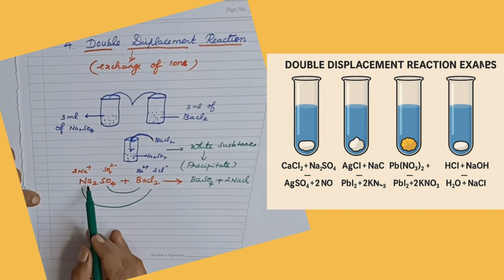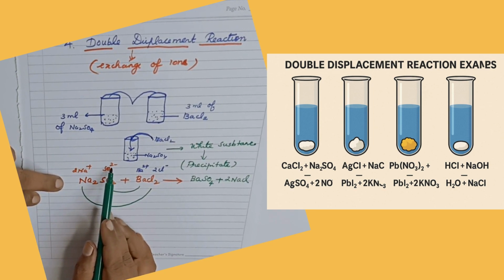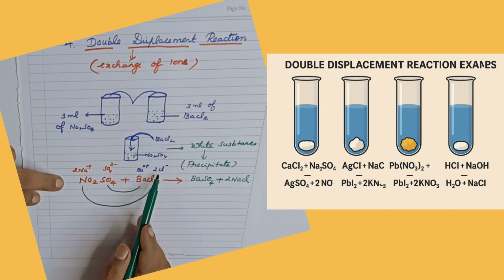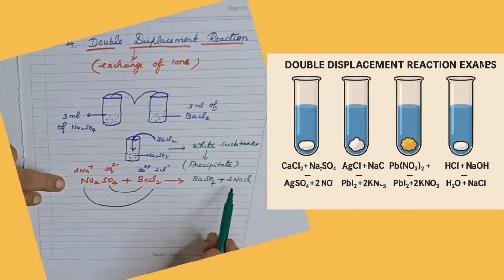Sodium sulfate: sodium charge is Na⁺, two sodium atoms are there, so 2Na. SO₄ has charge 2 minus, barium is Ba²⁺ and Cl₂ is 2Cl⁻. This plus charge exchanges with minus, so this Ba²⁺ exchanges the ions with SO₄²⁻, it forms BaSO₄ plus. Lead nitrate combines with the potassium iodide, it forms lead iodide.